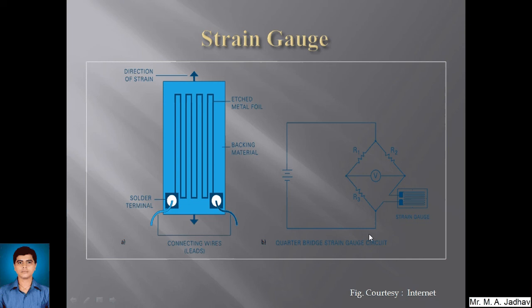It is always connected in a Wheatstone bridge. Here a quarter bridge strain gauge circuit is shown. One of the resistances of the Wheatstone bridge is replaced by this strain gauge, and when a force is applied over this strain gauge, the resistance of this wire is going to change as the dimensions of this wire change.